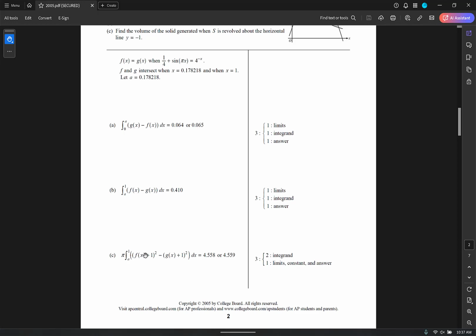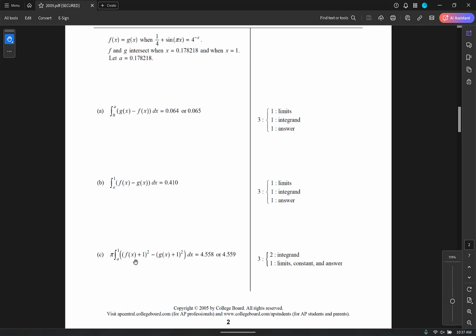Letter C, they wrote f of x plus 1. It's the same as negative 1 minus f of x. You got the credit. So, this is the only answer they want. Relax. You got the credit. You got the point for the integrand. You got the 2 points. Did we get 4.558 or 4.559? Okay. Why did you not write it this way?